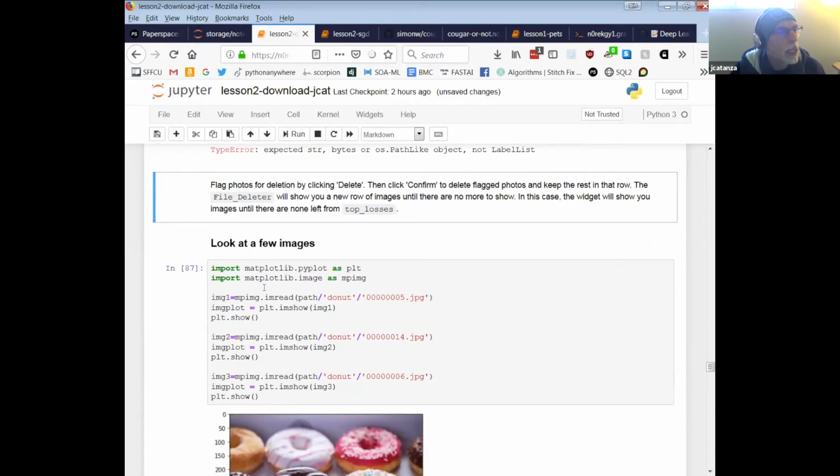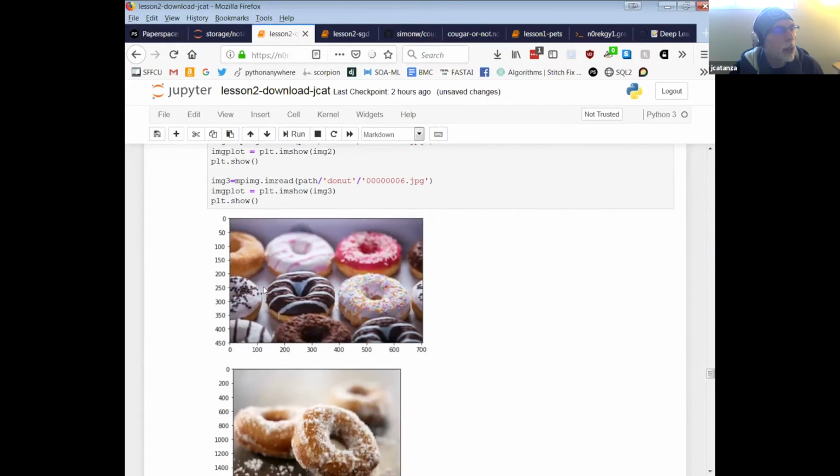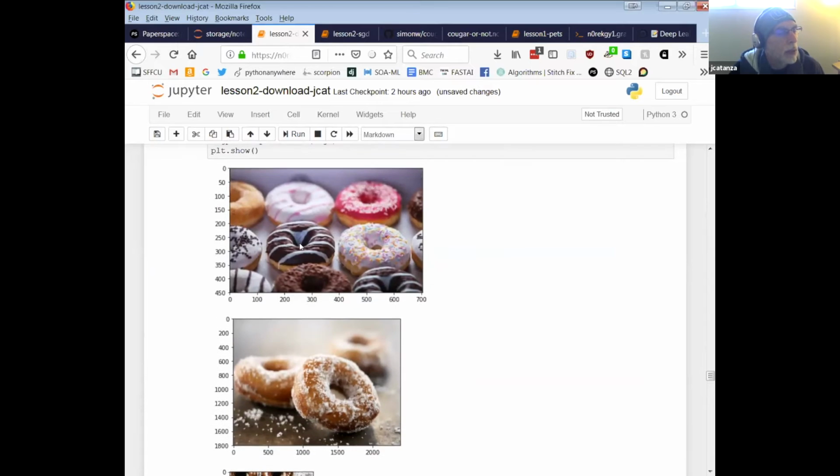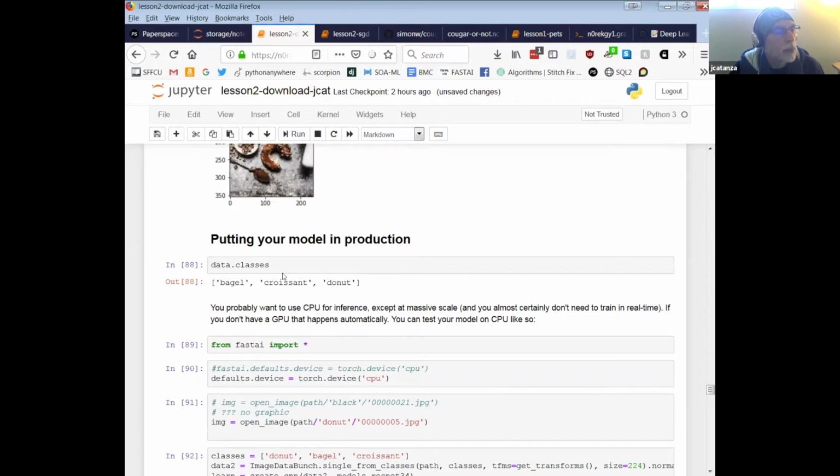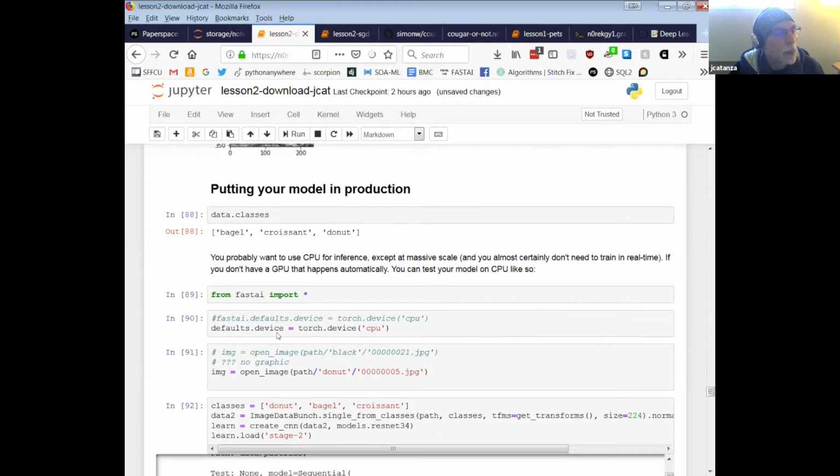The next thing I did was look at a few of my images at random. These are all in the donuts directory, so that's why they're all donuts. Then I tried to classify these images one by one. So let's see. I'm going to just try to do that now.